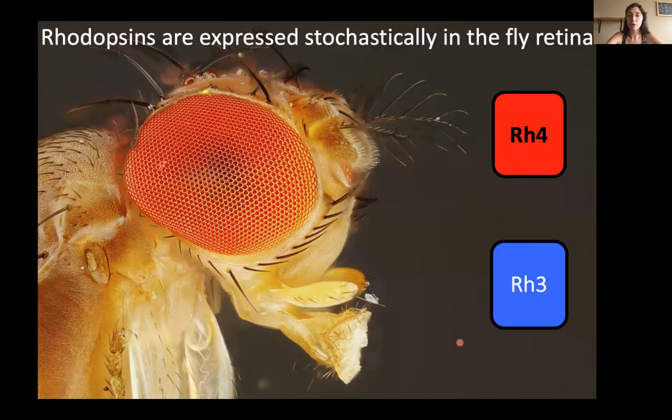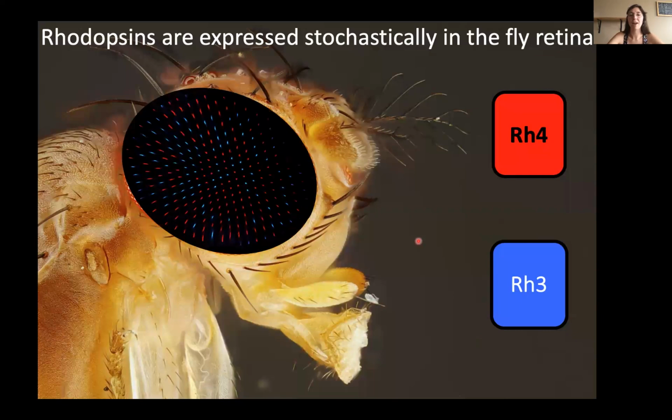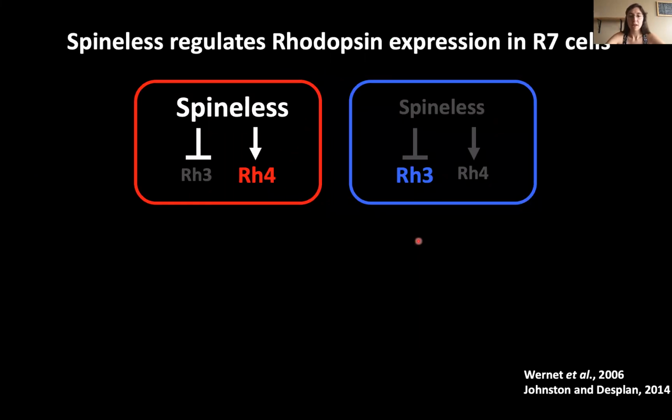The R7 photoreceptor cells express one of two photopigments, either rhodopsin 4 or rhodopsin 3, in a random pattern, as you can see here. This binary decision is controlled by the transcription factor Spineless. In R7 cells that express Spineless, they take on the rhodopsin 4 fate, while in R7 cells that lack Spineless, they take on the rhodopsin 3 fate.